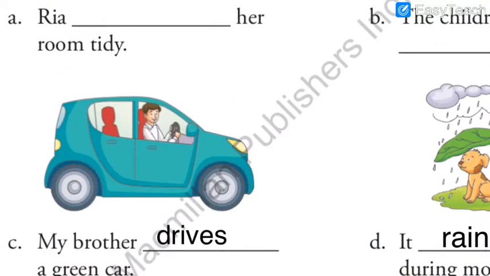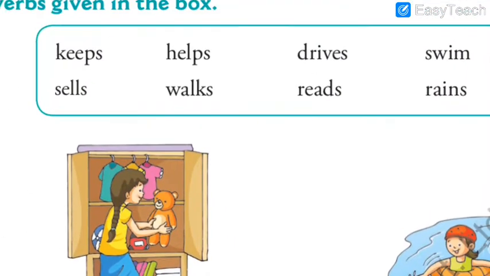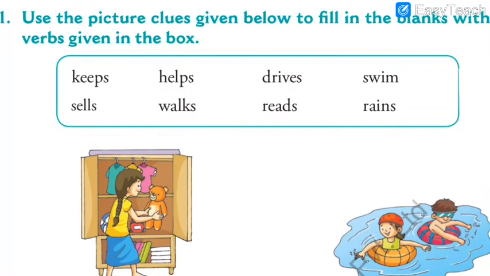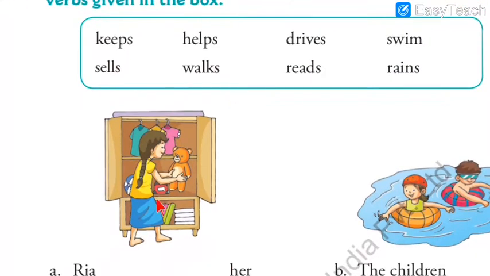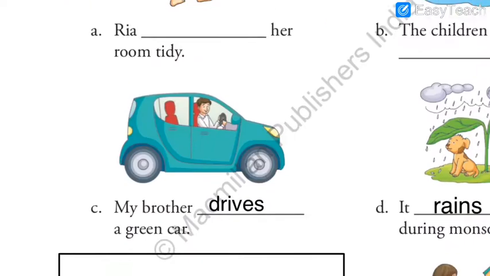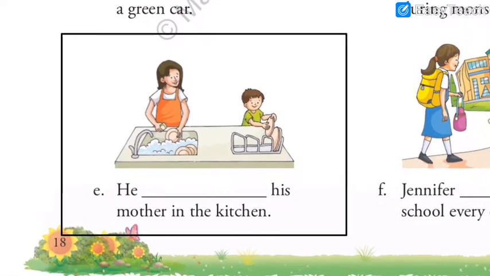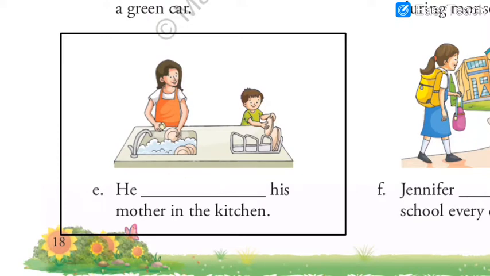Let us select from the box, after looking under the picture. He keeps. No, keeps was already used here. He walks. No, he was not walking. He helps. Yes, he was helping, right? So the answer should be: he helps his mother in the kitchen. See students, your Rohan sir also helps his mother.